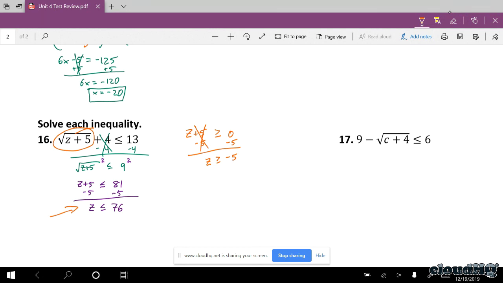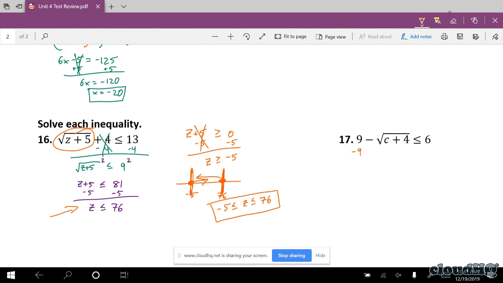I don't think so. We think about a number line. Negative 5 is down here, 76 is up here. We said they have to be greater than or equal to negative 5, but now we're saying it's got to be less than or equal to 76. So where are the solutions located? Only in between the two. So I have to say negative 5 is less than or equal to z is less than or equal to 76. That doesn't happen on every problem.